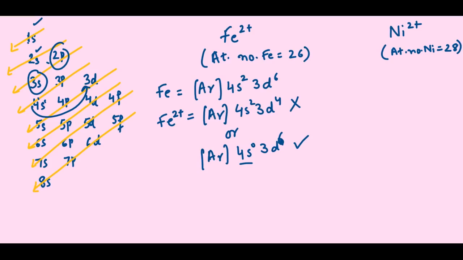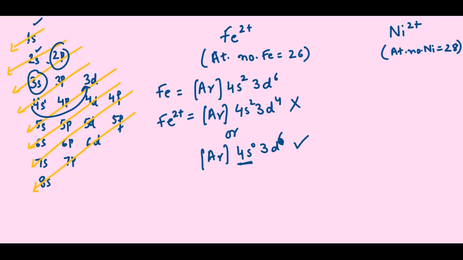So the same will happen here. When you are removing the 2 electrons, you will remove them from the 4th shell, because the 4th shell is lying at the outer side. So this is the right approach and the first approach is the wrong approach.